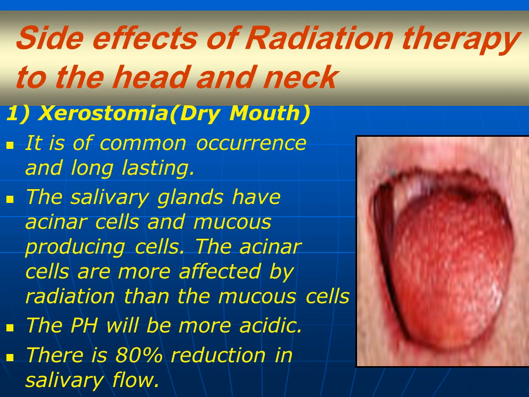Then we are going to talk about side effects of radiation therapy to the head and neck. First, we will have xerostomia or dry mouth. It is of common occurrence and long lasting. The salivary glands have acinar cells and mucus producing cells. The acinar cells are more affected by radiation than the mucus cells. Then the pH will be more acidic and there is an 80% reduction in the salivary flow.